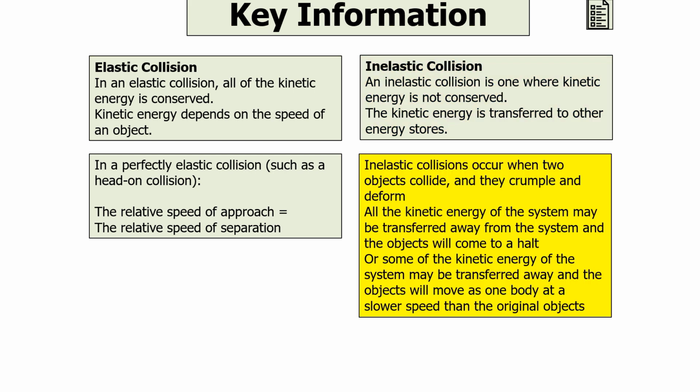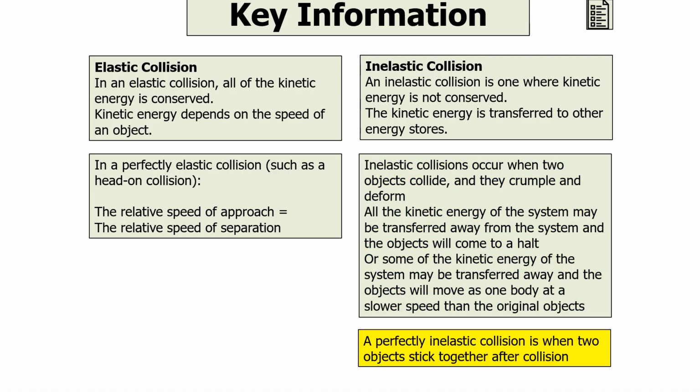Inelastic collisions occur when two objects collide and they crumple and deform. All the kinetic energy of the system may be transferred away from the system and the objects can come to a halt, or it may be that some of the kinetic energy of the system is transferred away and the objects move as one body at a speed slower than the original objects. In theory, a perfectly inelastic collision is when two objects stick together after the collision.